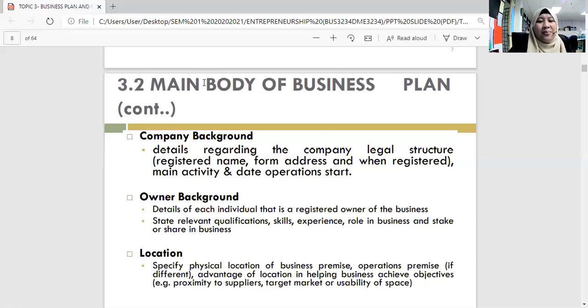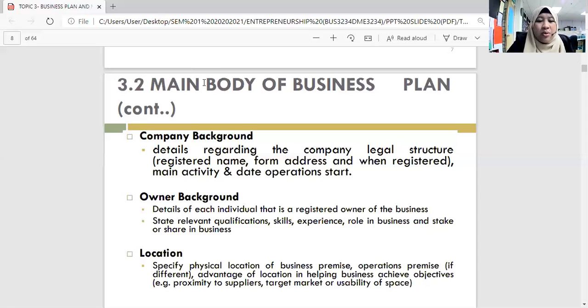Alright, and then state relevant qualification, skill, experience, role in business, and also the stake or share in the business, how much percent your share and stock is in the business.